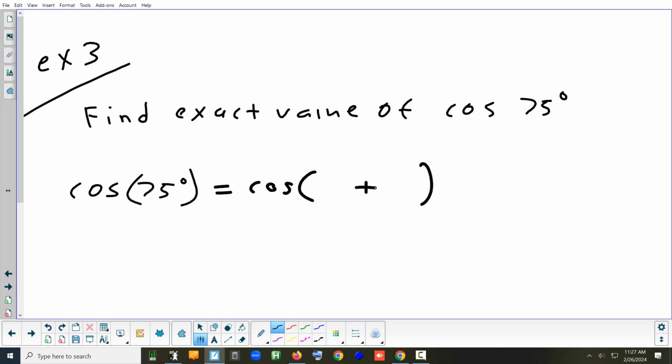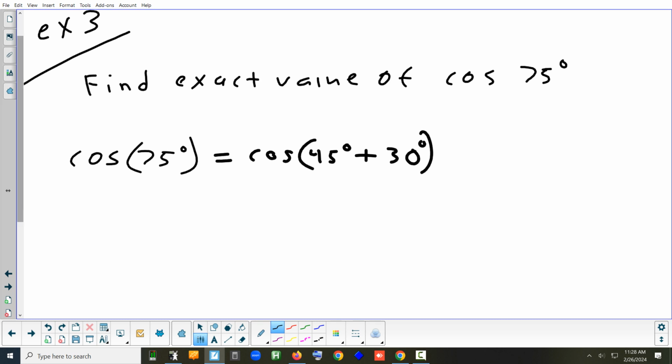You could think of it as subtraction, but I think addition is more natural. How can you write 75 as a sum of two angles we already know how to work with? 60 plus 15. Well, a 15 is going to be hard to work with because we don't know a 15 off the top of our head. 45 plus 30. You always want to go back to 45s and 30s because in theory we have all those memorized, so we can do them pretty quick.